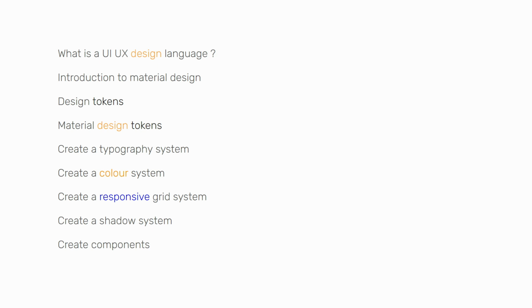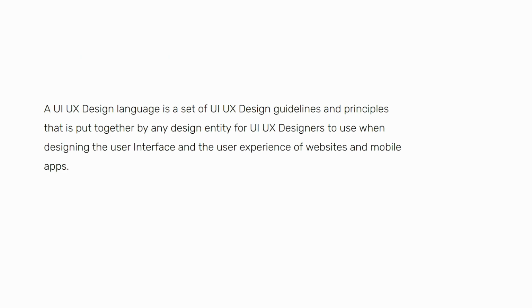Now, without wasting time, what is a UI UX design language? So, a UI UX design language is a set of UI UX design guidelines and principles that is put together by any design entity for UI UX designers to use when designing the user interface and the user experience of websites and mobile apps. As simple as that. So, now that we know what a UI UX design language is, let's move ahead to the next item on our agenda, which is to get introduced to material design and getting to know what material design is.